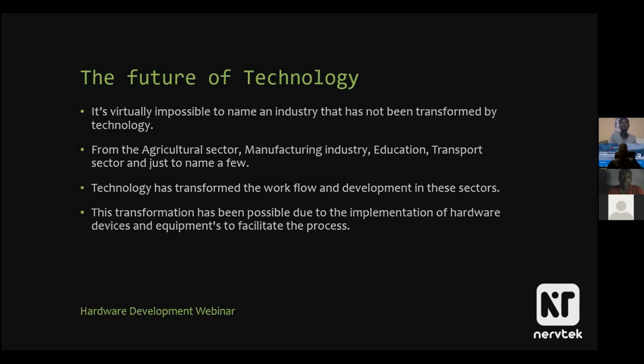I'm not sure anyone can tell me an industry that is not using hardware or technological advancement, from the agricultural sector, manufacturing industry, education, transport, and a lot more. In almost every industry, hardware development has taken over the transformation. Technology has transformed workflow and development in these sectors. I'm talking about technology because technology is what is helping us develop the hardware. So hardware is helping create the drive in these sectors. This transformation has been possible due to the implementation of hardware devices and equipment to facilitate the process.